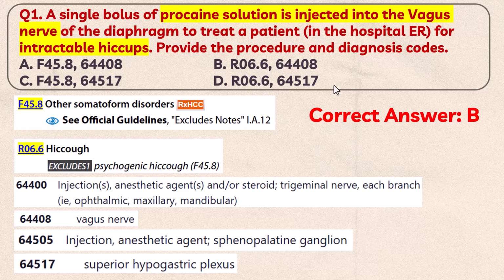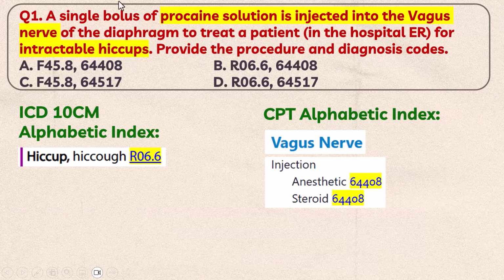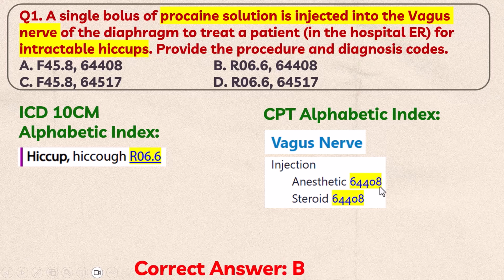If you encounter this case in a real working scenario, you have to use the alphabetic index of both CPT and ICD-10-CM. When you use the alphabetic index of ICD-10-CM, you can directly go for hiccup. There it will lead you to the code R06.6. Again, come back to the tabular list and confirm the answer. Similarly, in the CPT alphabetic index, it deals with the vagus nerve. So you can go for the main index term vagus nerve, then the subterm injection, then anesthetic. Whether anesthetic or steroid, both lead to 64408. So the correct answer will be answer B.